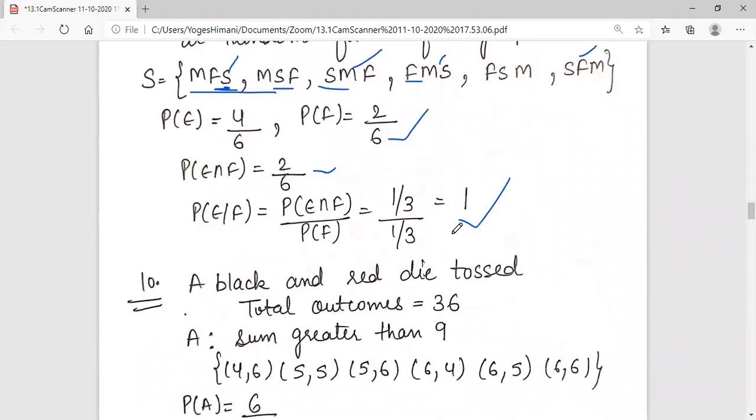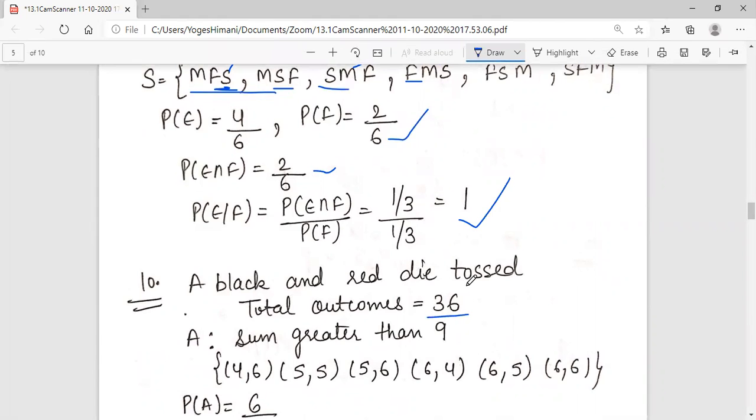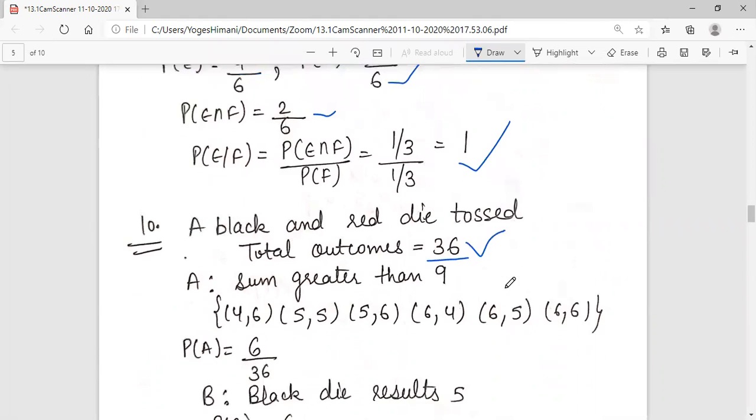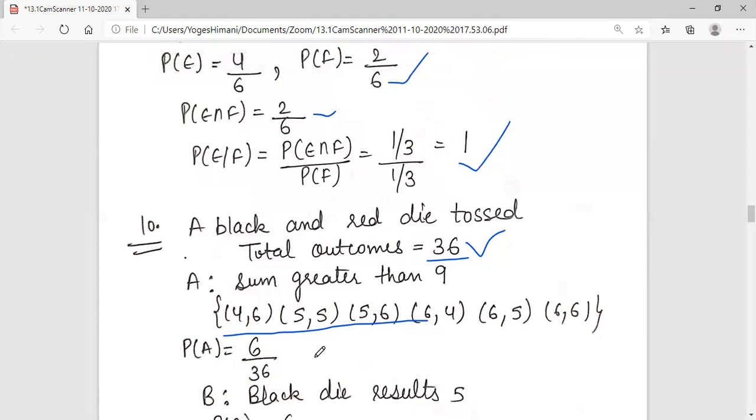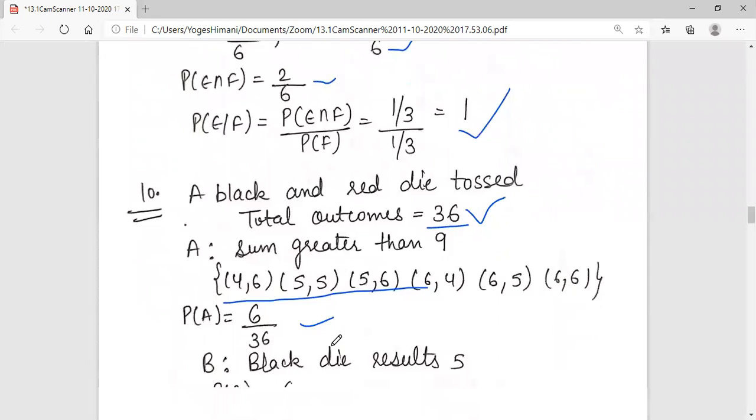Question number 10: a black and a red die are rolled. Both are rolled, so you can say 2 dice are rolled. It means the total number of outcomes will be 36. A means sum greater than 9. These elements have a sum greater than 9. What is the sum? The sum is 10, 11 and 12. What is the probability? 6 by 36.